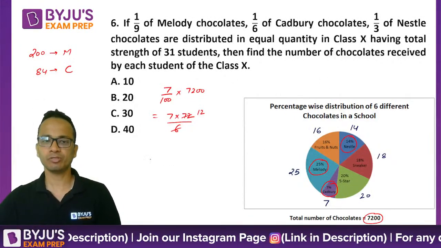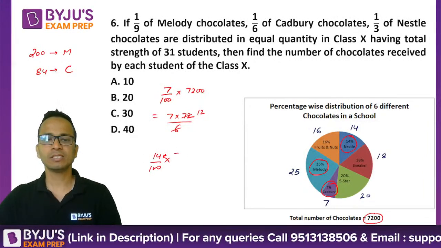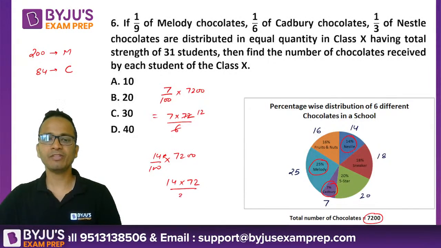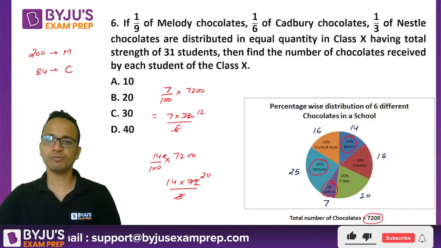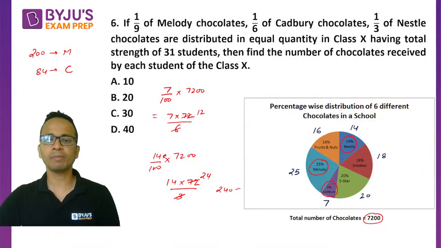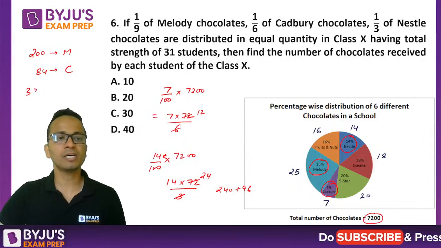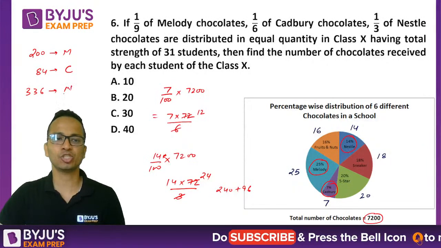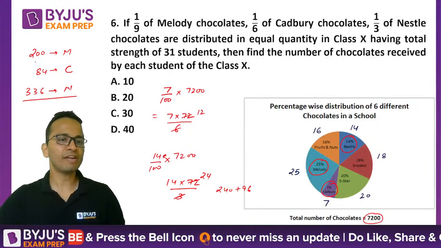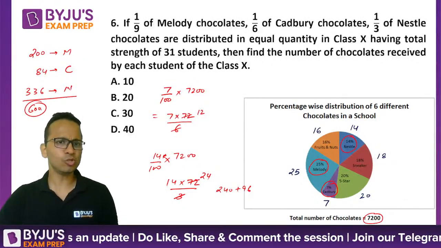Nestle chocolates 1/3. Nestle is 14%. So 14 upon 100 into 7200. So it will be 14 into 72 divided by 3. 72 divided by 3 is 24. Now 24 multiplied by 14 will be 240 plus 96, that is 336. So 336 will be the number of Nestle chocolates. Their sum is around 300, 400, 500, 600. Not exactly 600, but it is near to 600.